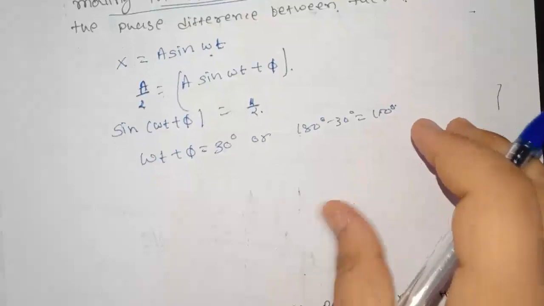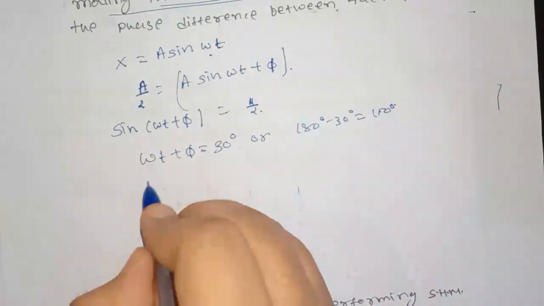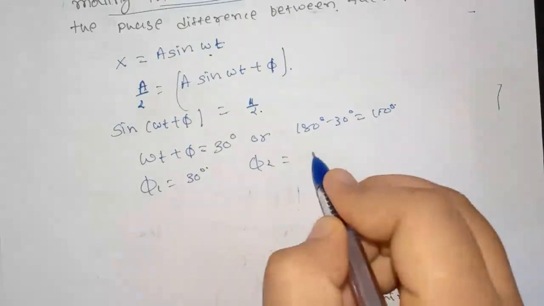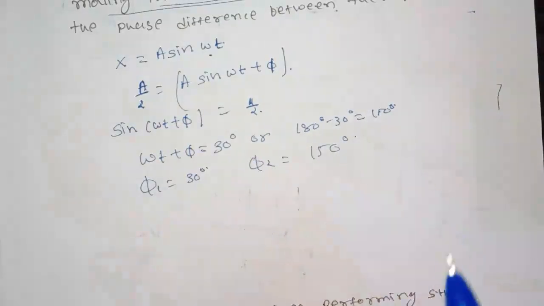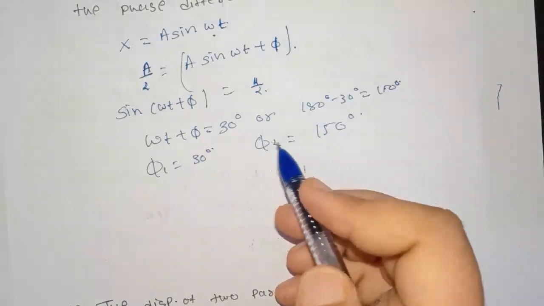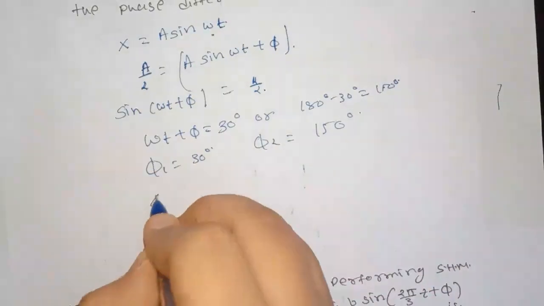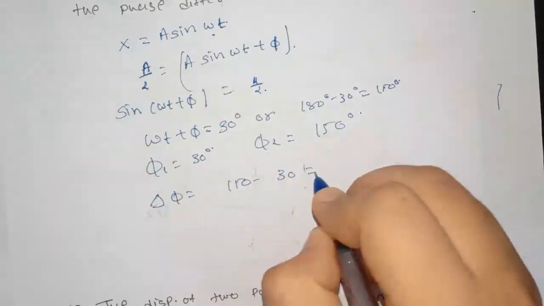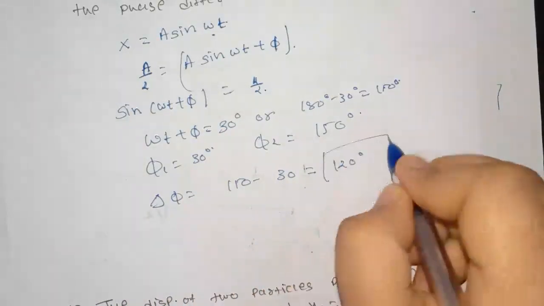So for one particle the phase will be 30 degrees and for the other particle the phase will be 150 degrees. Now as both the particles are moving in opposite directions, the phase difference will be 150 minus 30, that will be equal to 120 degrees.